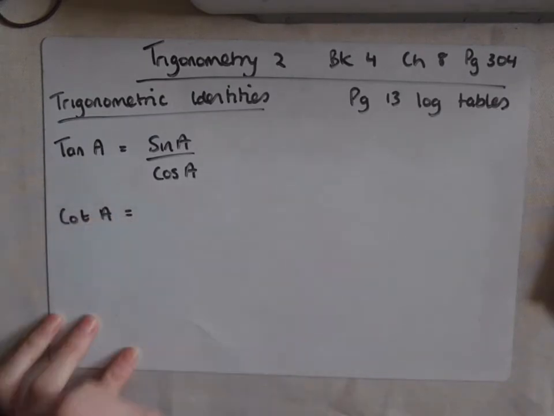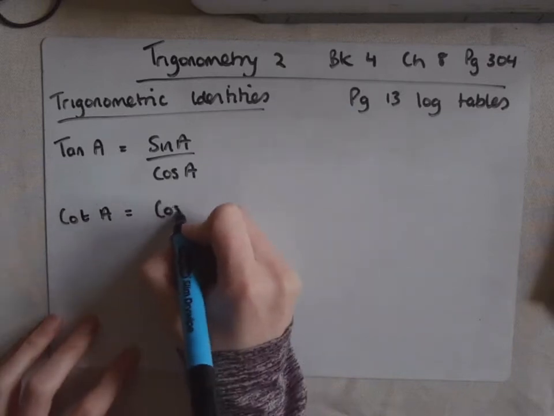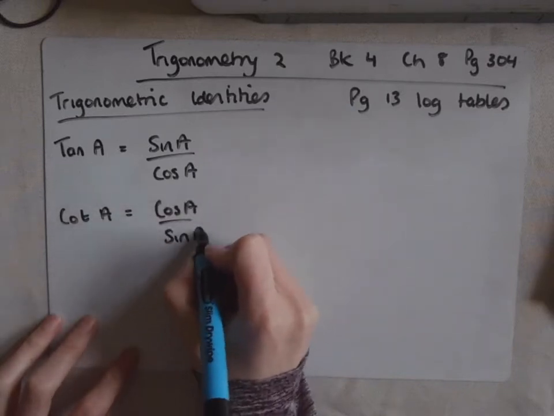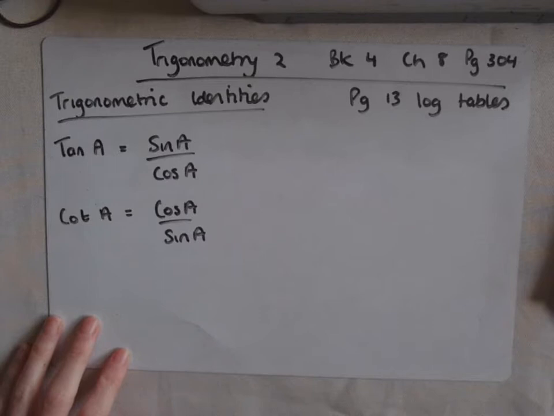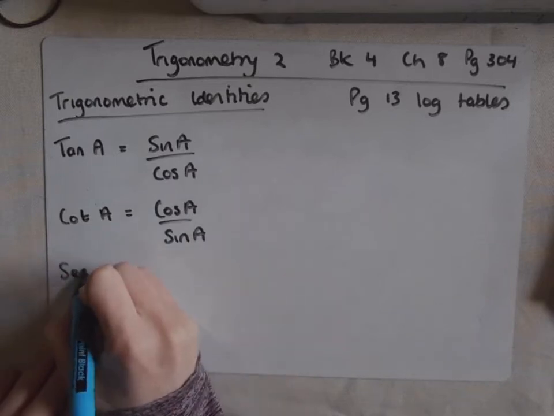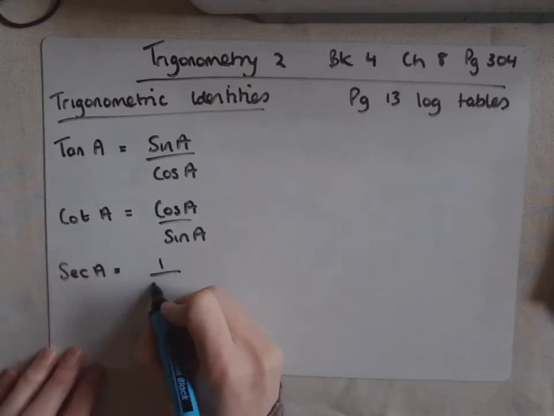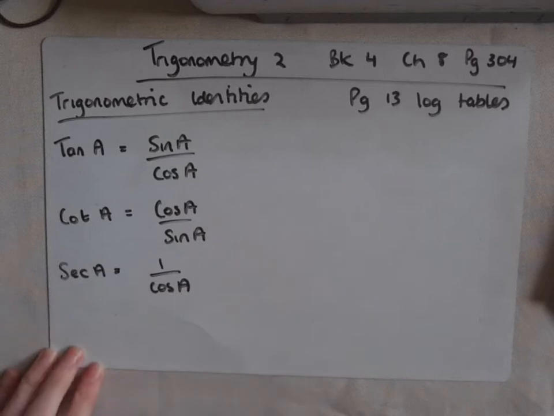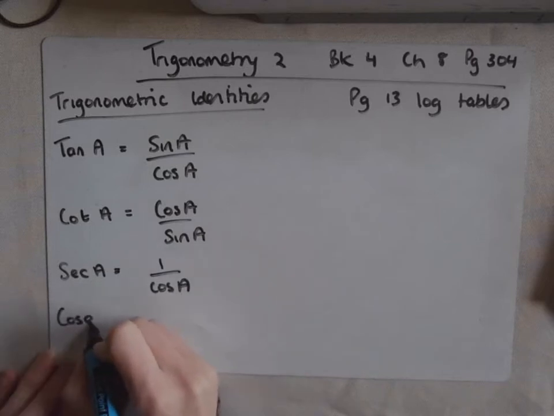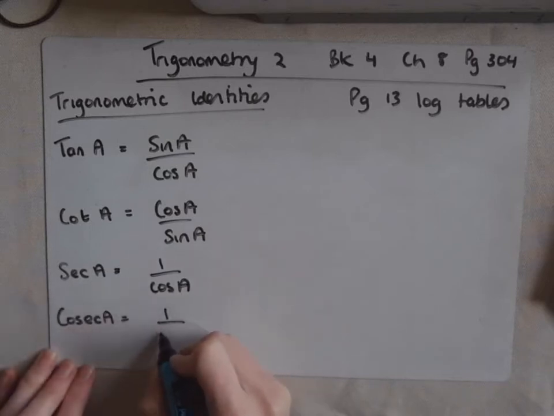Cot of A is cos over sine. Sec is 1 over cos, and cosec is 1 over sine.